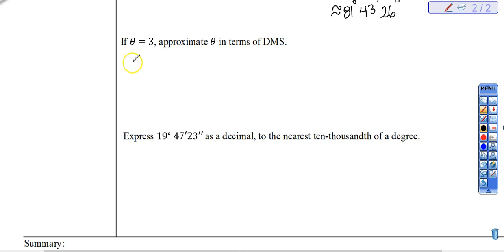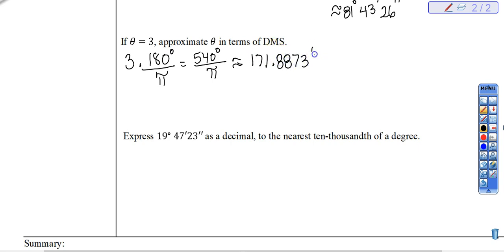That means first I have to convert radians to degrees. So I'm going to go 3 times 180 over pi degrees, which is 540 degrees over pi, which is approximately 171.8873 degrees. And then you will have to finish this out. Now, you should know how to do that. I'm going to tell you what the final answer is. It's 171 degrees, 53 minutes, and 14 seconds. So I want you to finish that problem out on your own so you can get there.